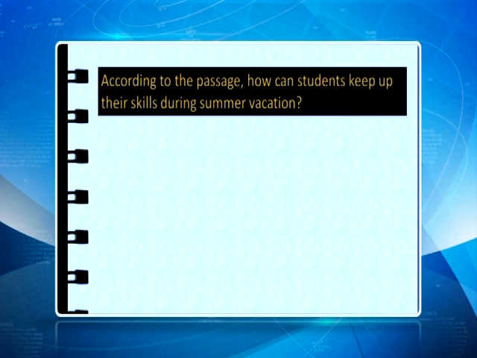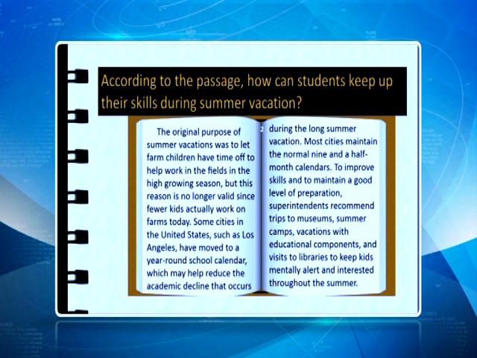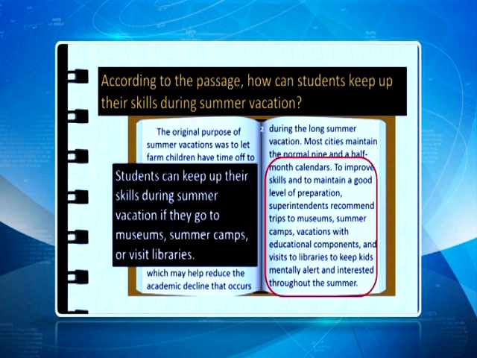Next question. According to the passage, how can students keep up their skills during summer vacations? Again, it is from the passage. So you go to paragraph 2 and you see the section which talks about this. To improve skills and to maintain a good level of preparation, superintendents recommend trips to museums. So we can have trips to museums, summer camps, vacations with education components, and visits to libraries. And you include all this information in your answer.